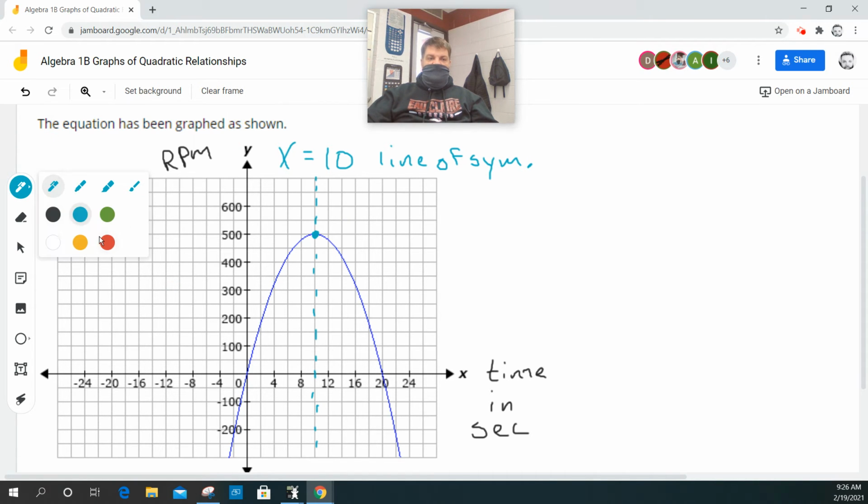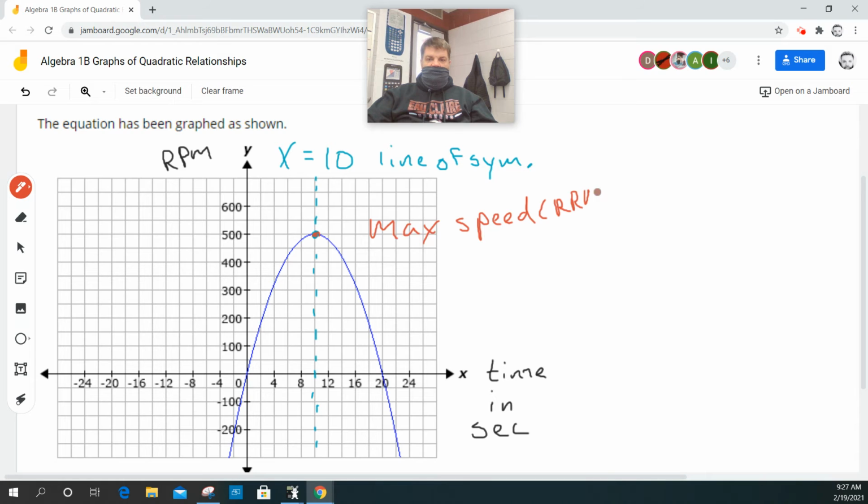And the maximum speed, which is measured in RPMs, rotations per minute, it looks to be about 500. So what's going on is the fan, as time goes on, the fan speeds up, and then gets to 500. As soon as it gets to 500, he cuts the power. Then the fan slows down, and it looks like it stops here.